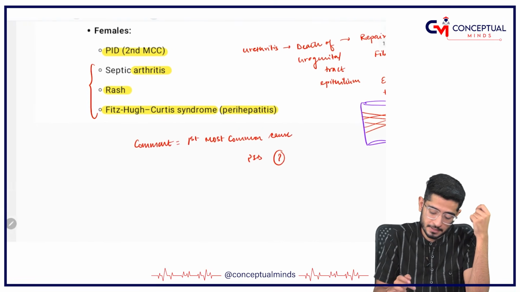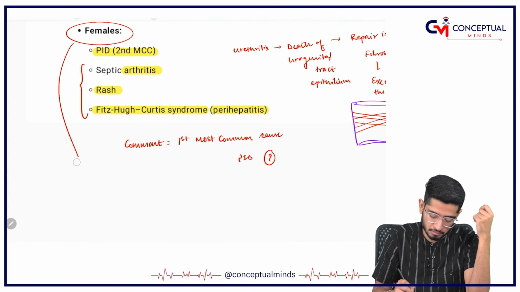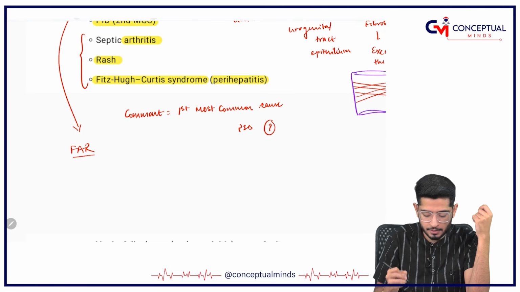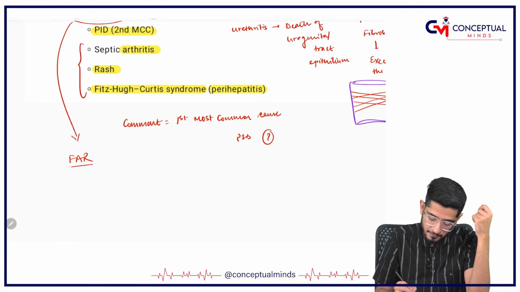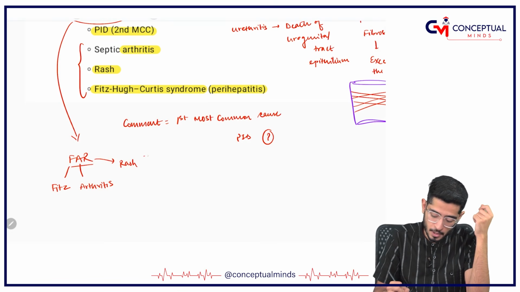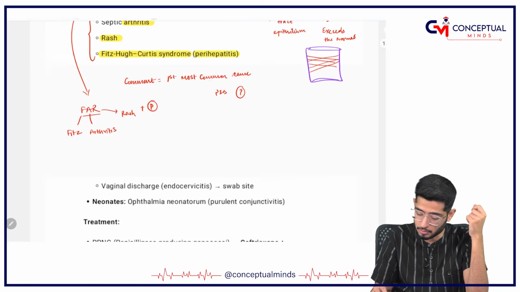Okay. So females, please remember, females, I mean, they don't like boys. So they keep them far. So females far. What does that mean? Females far means F for Fitz-Hugh-Curtis syndrome, that is perihepatitis, A for arthritis which is happening, and R for rash which is happening. And of course, one important part is P, that is second most common cause of pelvic inflammatory disease, gonococcus only.